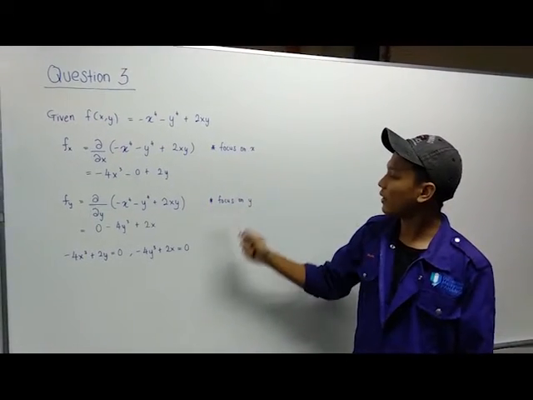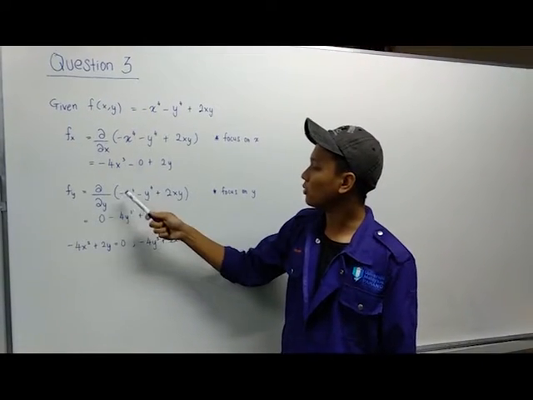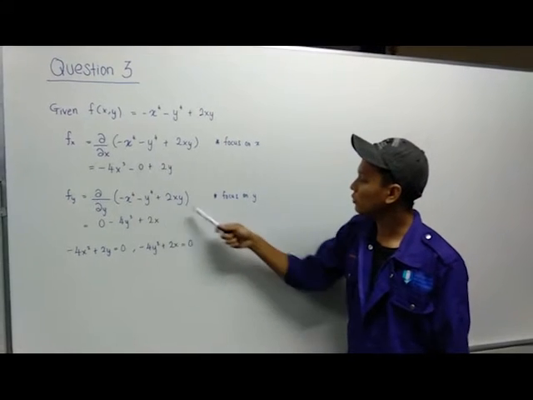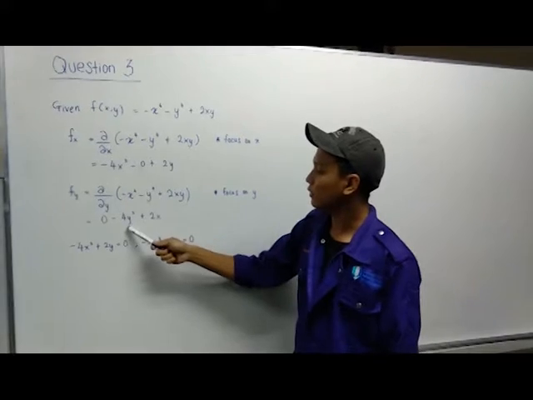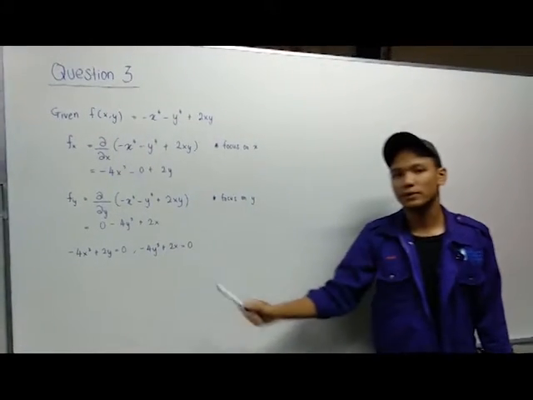And then for the second part, we need to differentiate it into the function fy, so del over del y. We differentiate it by focusing on the y. So this is the answer for the function in y and the answer for the function in x. This is for the first part.